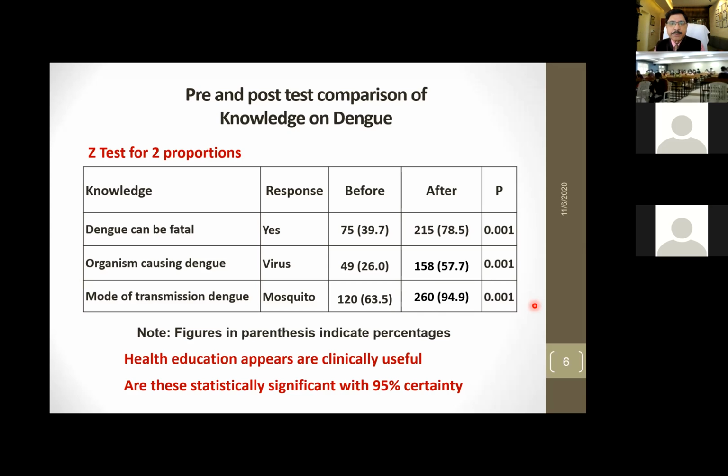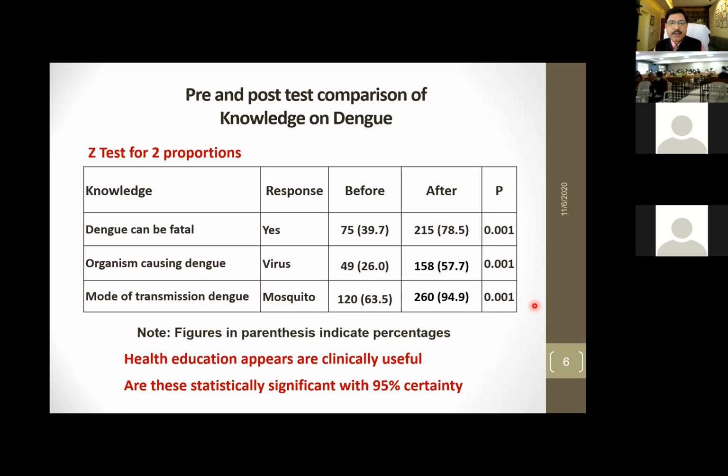Health education appears to be clinically useful because from 39% it has increased to 78% as far as fatality information is concerned. Dengue as a virus, 26% to 57%. There is an increase in the knowledge about the virus and also about the mosquito, from 63 to 94. That means there appears to be a usefulness of the health education.